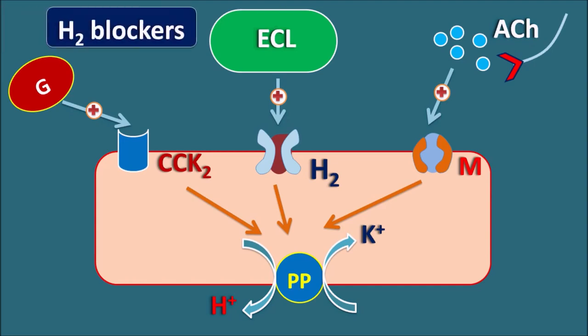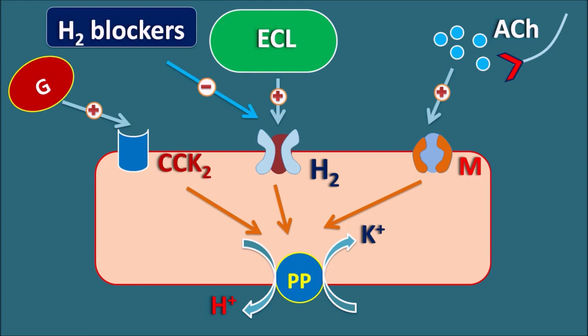Now how are these H2 blockers going to act? H2 blockers are acting like an antagonist at the H2 receptors. Thereby they are going to inhibit the histamine mediated gastric acid release. One of the main stimuli for the gastric acid secretion is the histamine. So that's why H2 blockers can inhibit the gastric acid secretion mediated by histamine by acting on the H2 receptors. But these drugs cannot inhibit the gastric acid secretion by other types of stimuli.